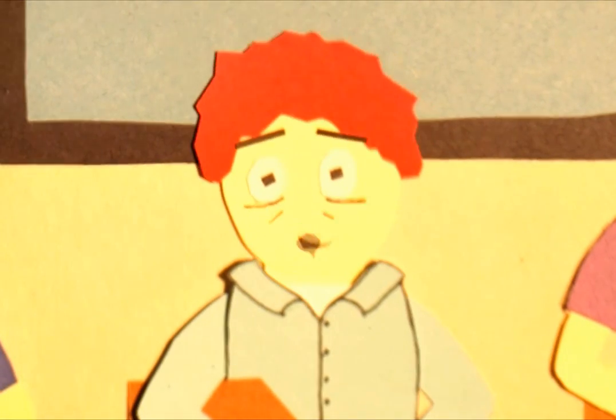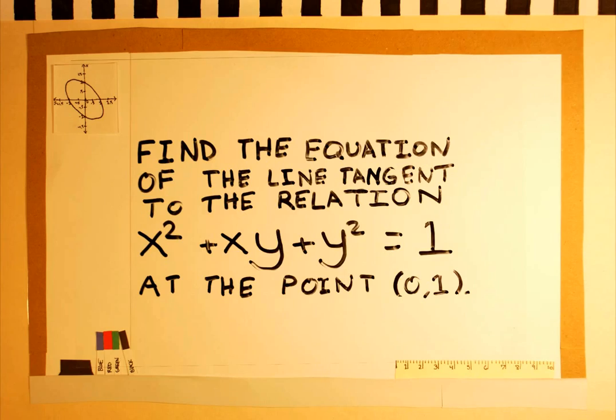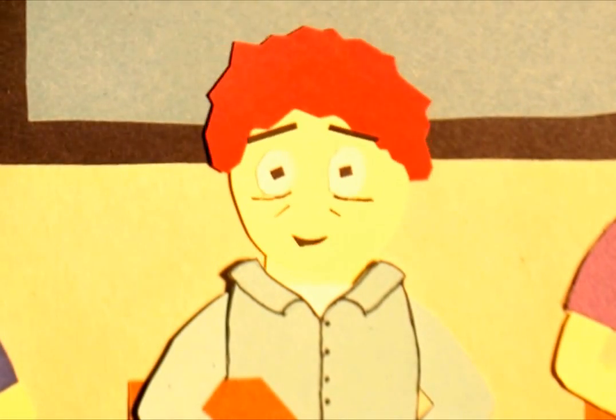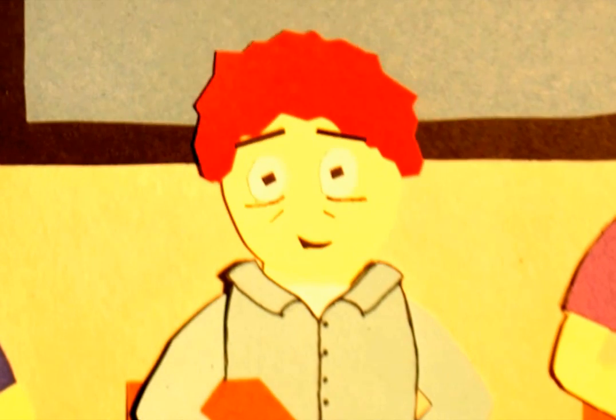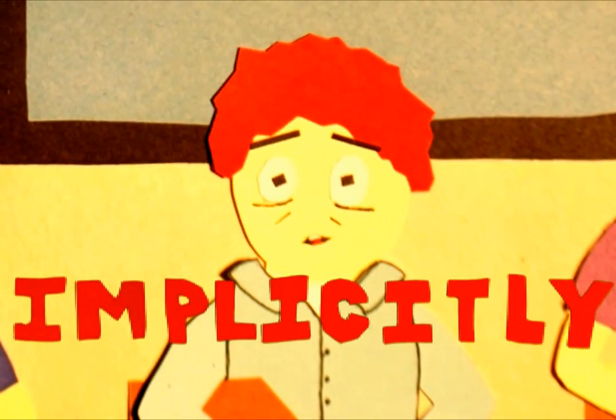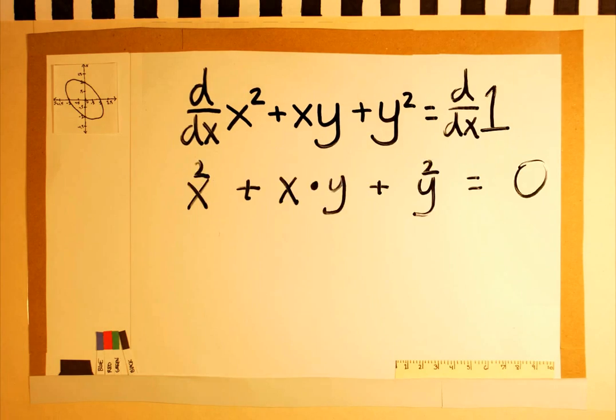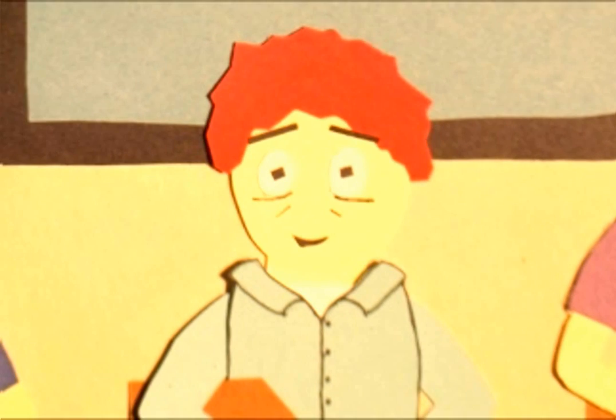Can we find the tangent line when there's both y and x? Oh, yes, we can. And here, let me tell you the play. Oh, don't you know? You do it implicitly. First, you differentiate in terms of x, but wait, what do you do with this dy?